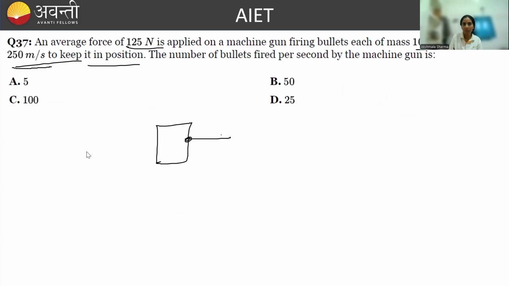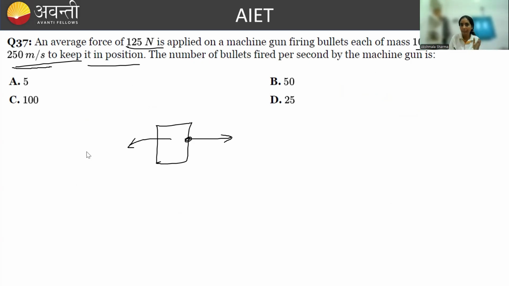When the machine gun fires a bullet, the bullet inside was at rest. So if it is firing, that bullet is gaining some velocity. It means there is a change in momentum of the bullet. And if there is a change in momentum, force will come. And in that case, the machine gun will recoil.